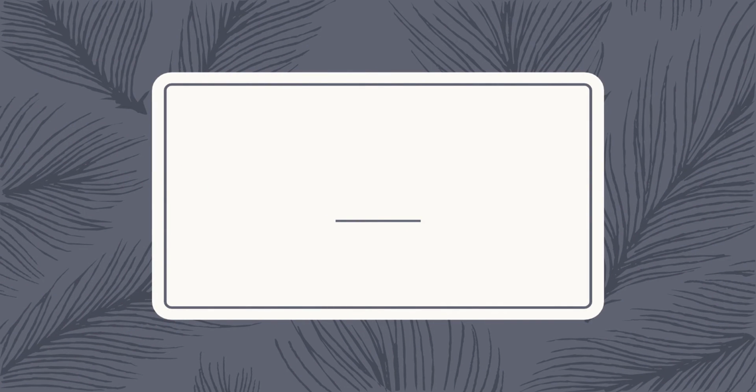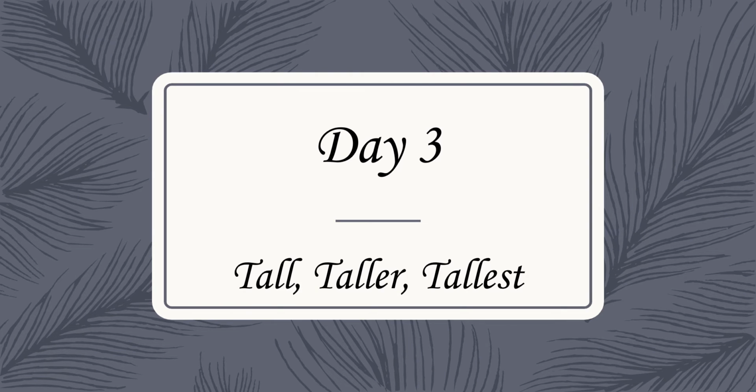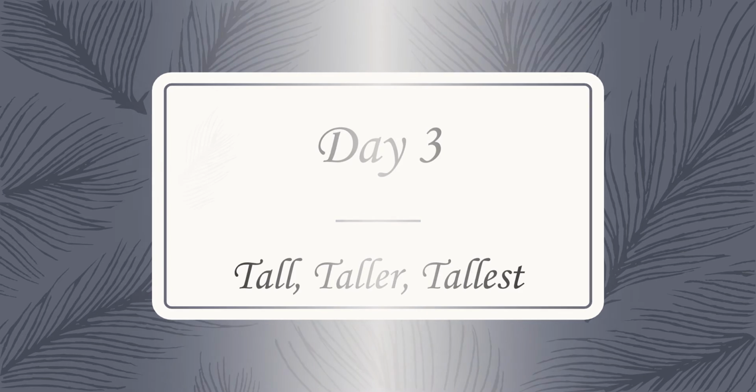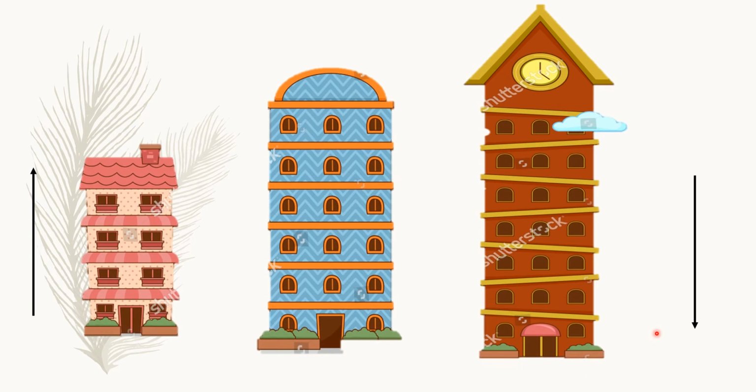Tall, taller, tallest. The topic for today is tall, taller, and tallest. Okay, what is this? Yes, it's an arrow from bottom to top. One more arrow which is showing from top to bottom. Yes, when we are comparing three objects based on their height, that is from bottom to top and top to bottom, we say it as tall, taller and tallest.